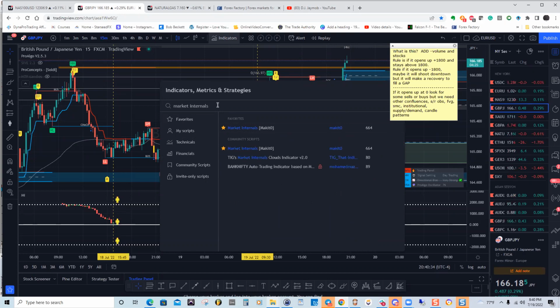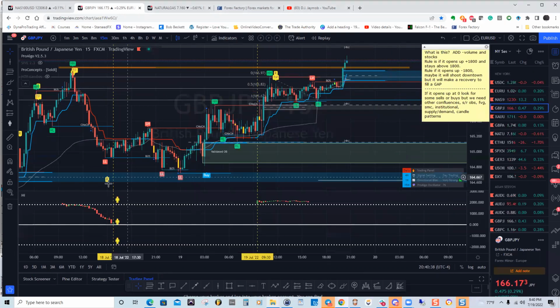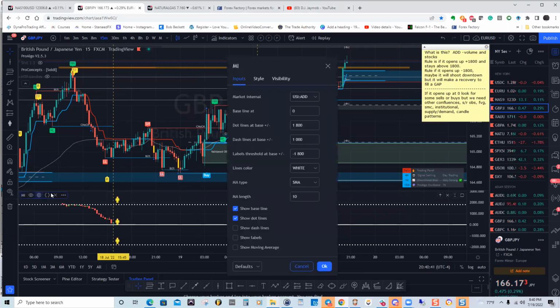If I got that, take a screenshot of that. So hopefully somebody took a screenshot of that. All right, next, the settings in this have to be US ADD. You don't want tick. You want ADD. So you got that. The dots baseline need to be 1800, right?